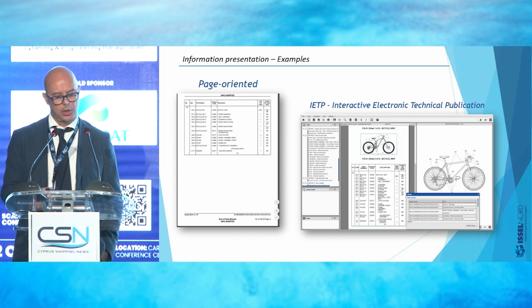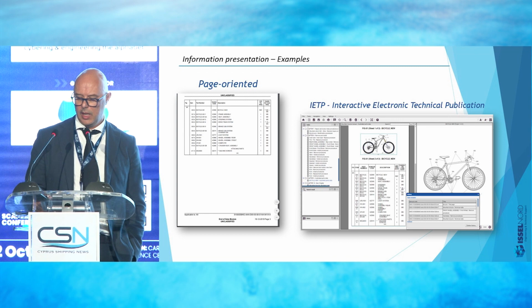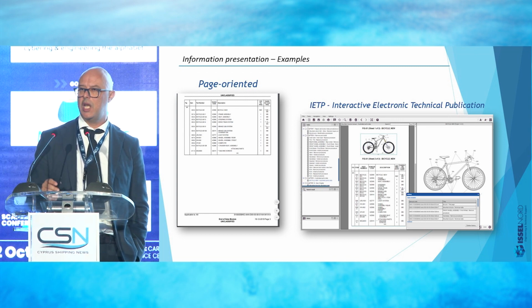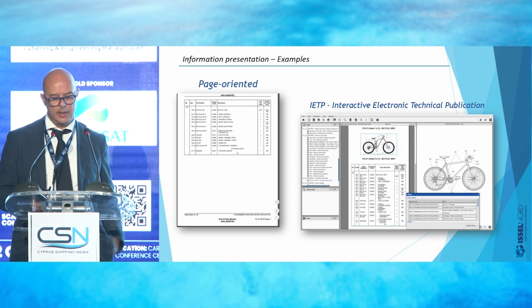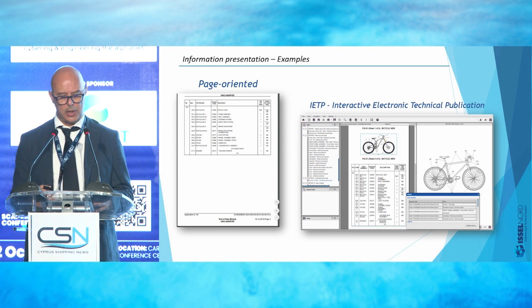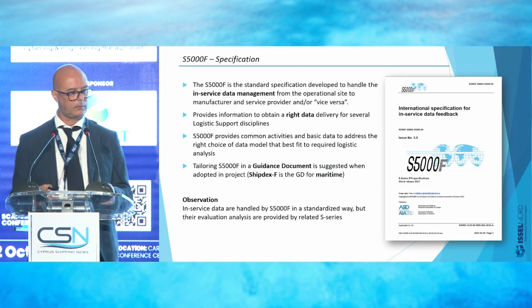This slide shows an example of an S1000D publication in PDF, in a page-oriented, and IETP format. Both obtained from the same source XML content, just applying two different transformation methods without any additional process to attain the two final outputs.